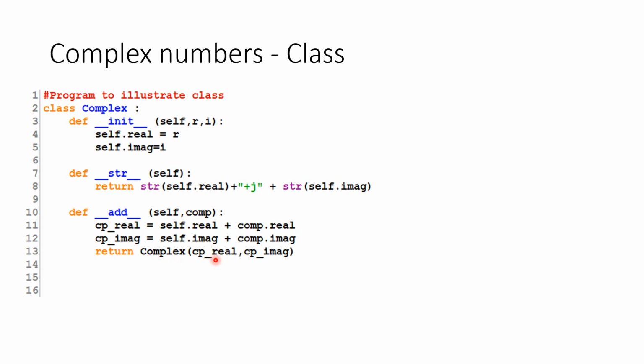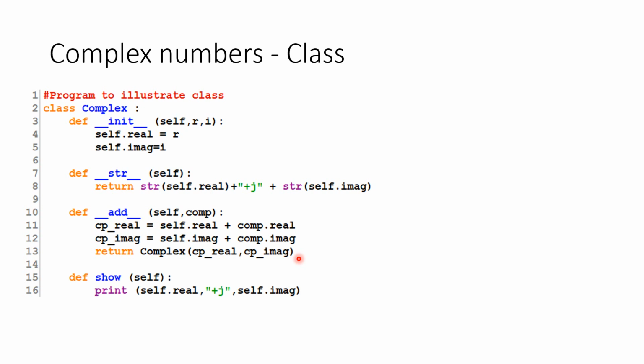Now whenever the function is called, it should return the sum of the real of self and comp, and the sum of the imaginary of self and comp, written through these two variables cp underscore real and cp underscore imaginary as an object. So what do we do? We return the complex object by passing the two required attributes, cp underscore real and also cp underscore imaginary.